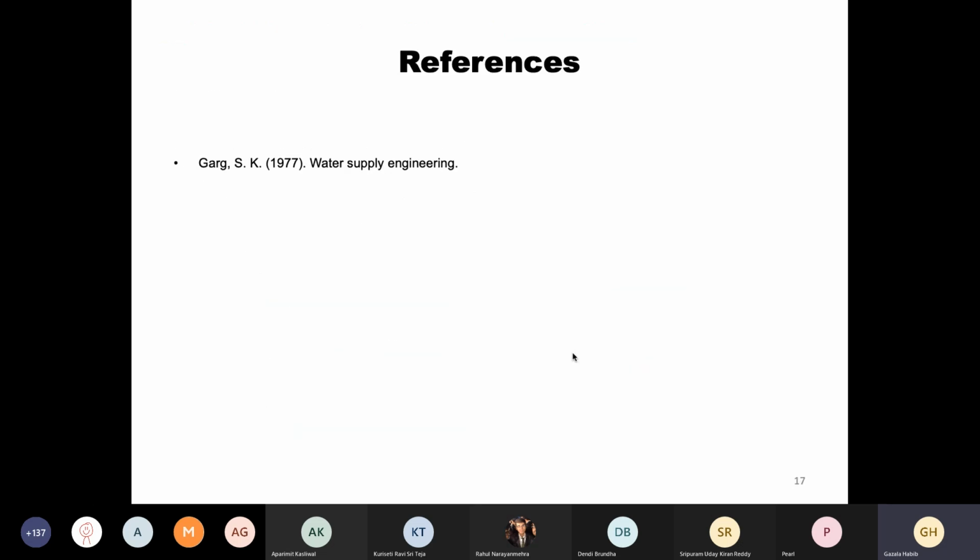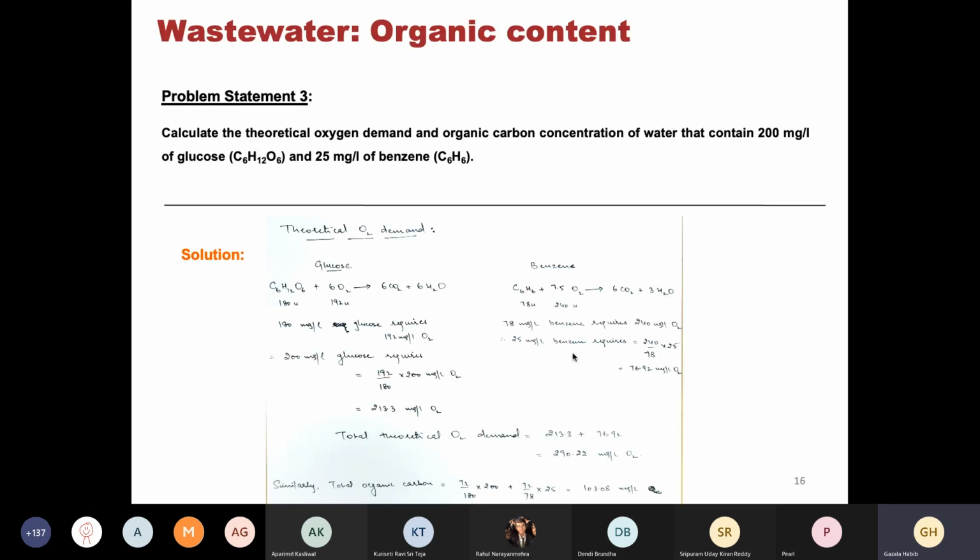So here are some problems. One problem is given here, with glucose and benzene, and you can see this problem. So this is the last problem. Do you have any question?